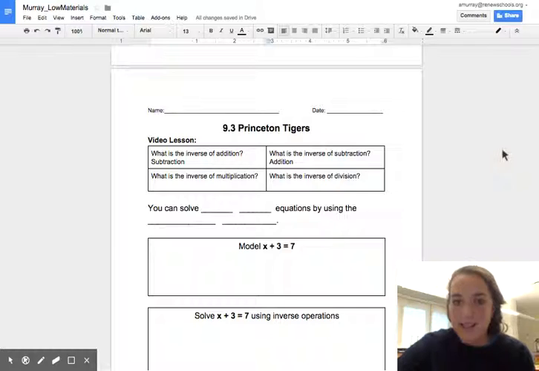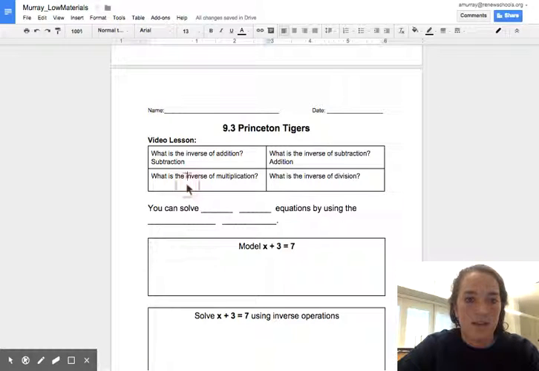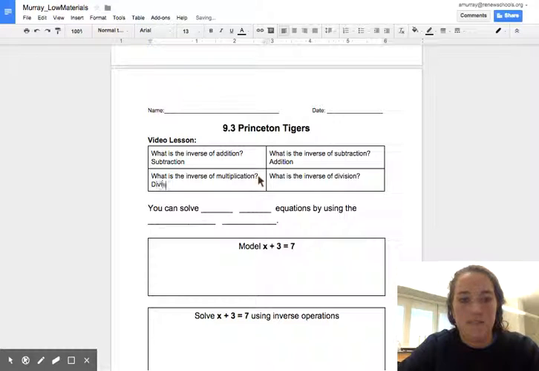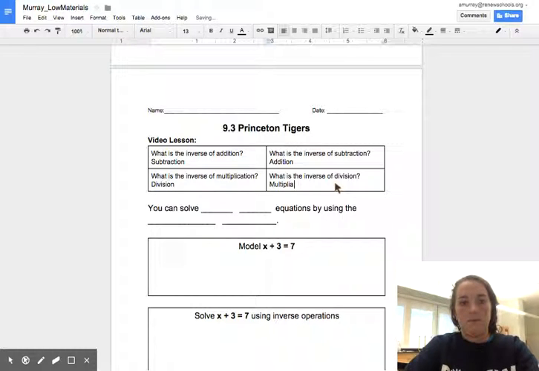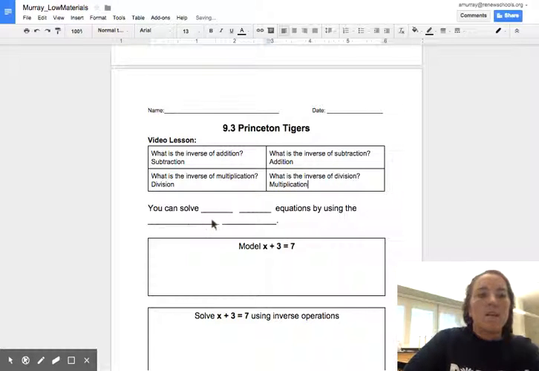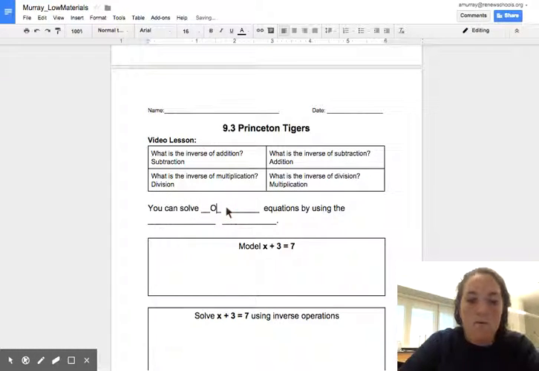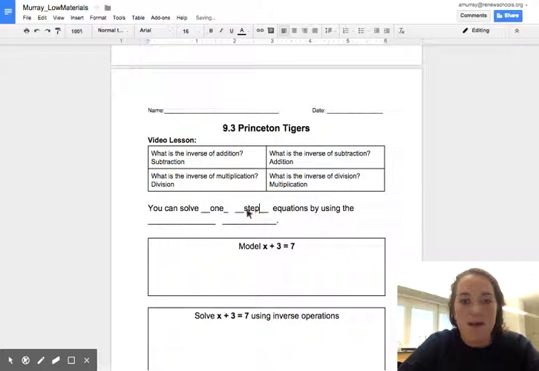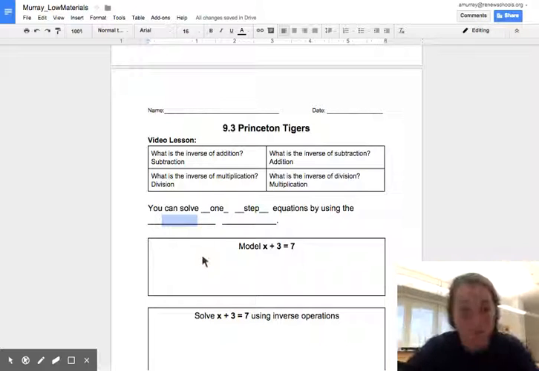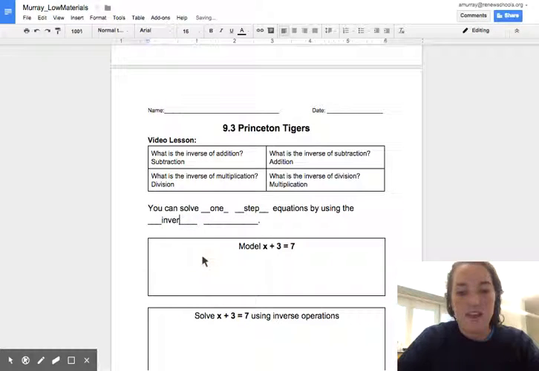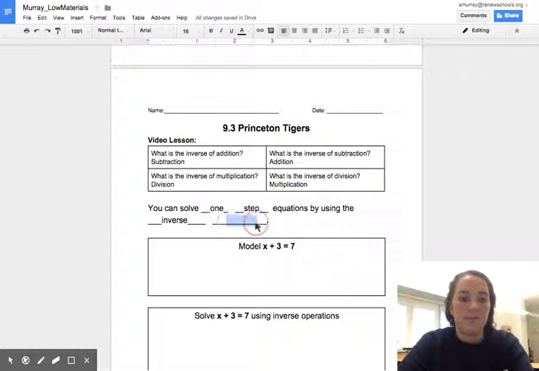All right, now what is the inverse of multiplication? The inverse of multiplication is division. So lastly, what is the inverse of division? What can undo division? Multiplication. So our objective today is that you can solve one-step equations by using what? How are we going to solve one-step equations? What have we been learning about? Inverse operations.